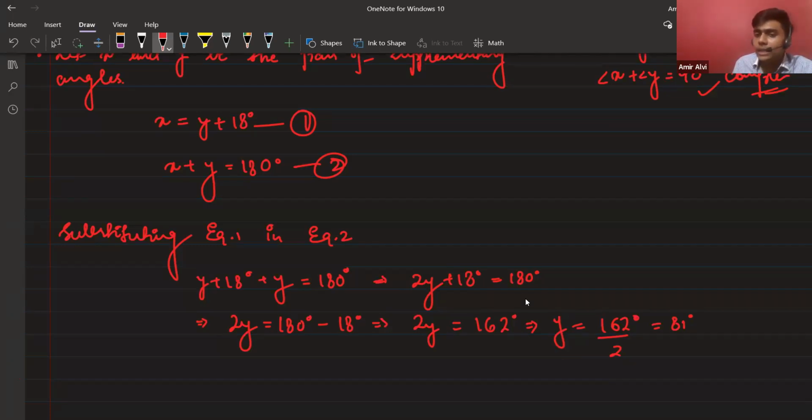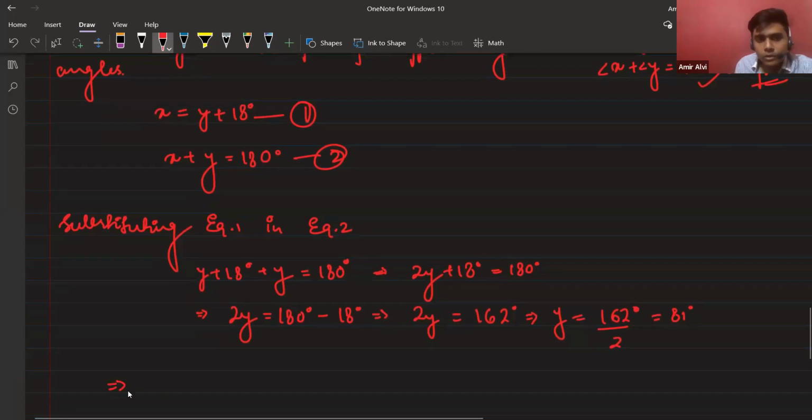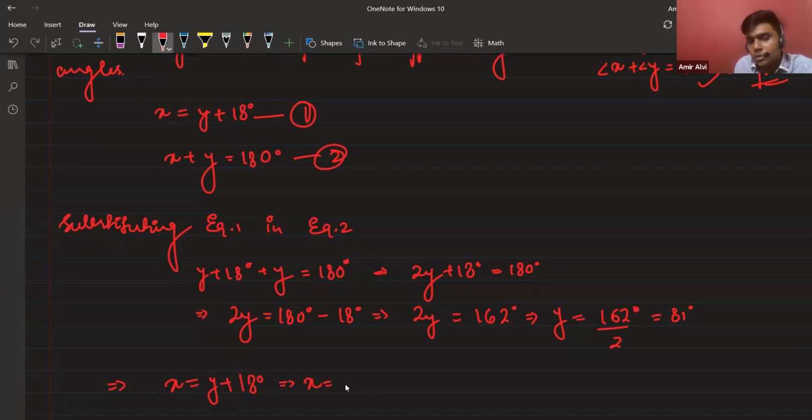So now Rehan, tell me, if I place this value of y here, in place of y, can I get the value of x? So x is equal to 99 plus 18 degrees, which is x equals 81 degrees plus 18 degrees, which is 99 degrees.